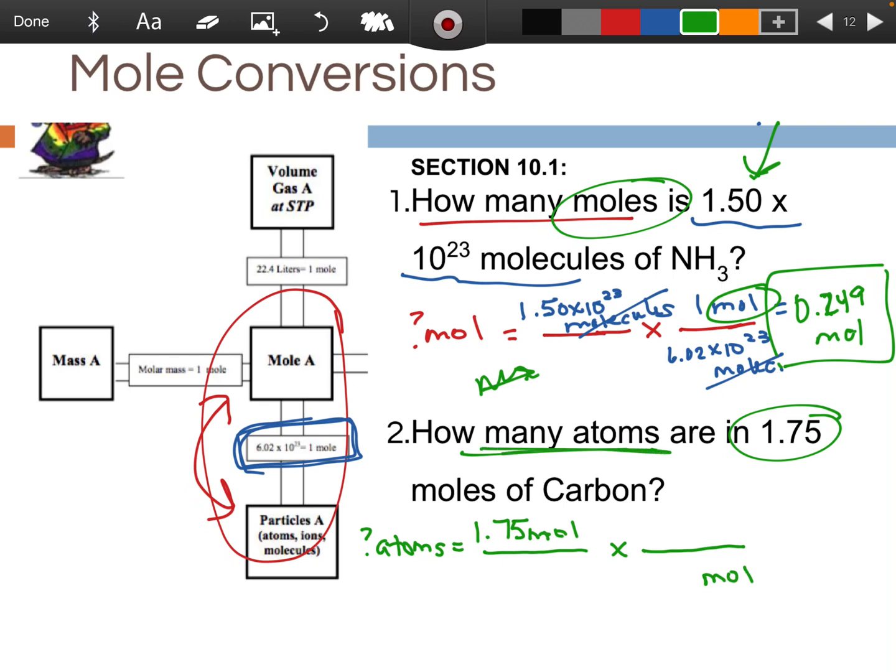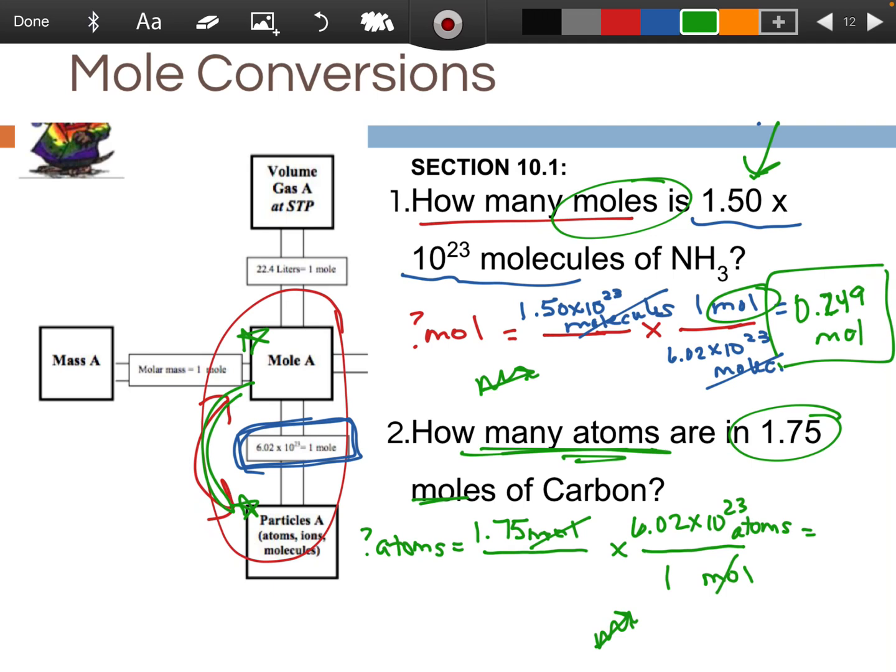So we're going from moles to atoms. On our mole map, we are using moles to atoms. We know that in 1 mole, there are 6.02 times 10 to the 23rd atoms. Again, these are equal values. Moles has to cancel out. So if we start with moles, then 1 mole would have to go on the bottom.